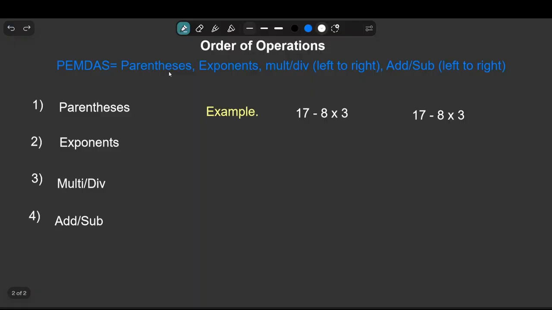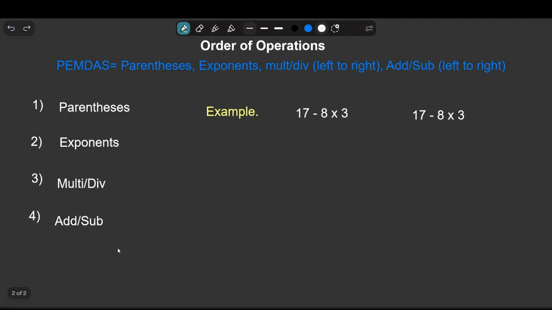So the order of these is in the order of the letters PEMDAS. As you can see, parentheses is for the P, E is for the exponents, M is for the multiplication and division, the A and the S is for addition and subtraction.